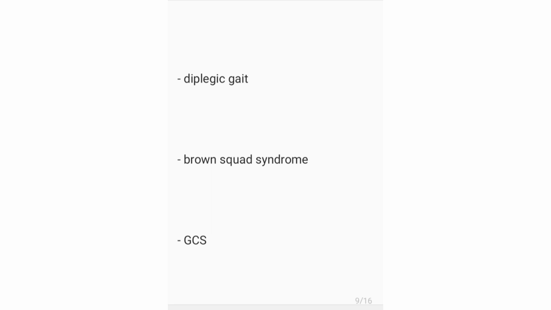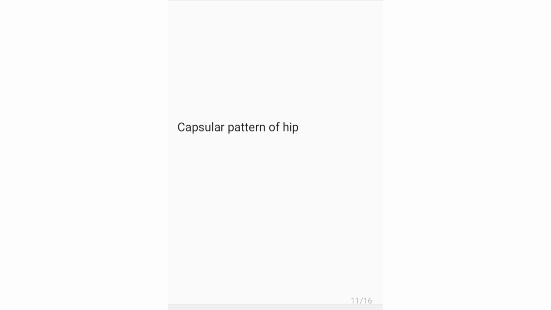GCS, homonymous hemianopia, movement occurring at sagittal plane, Brodie's abscess, capsular pattern of hip.